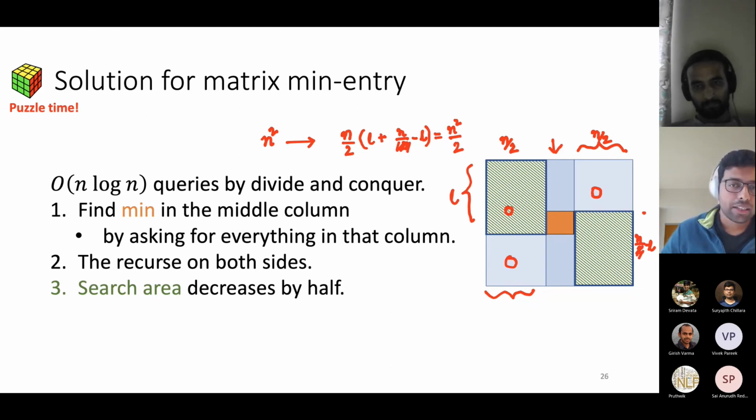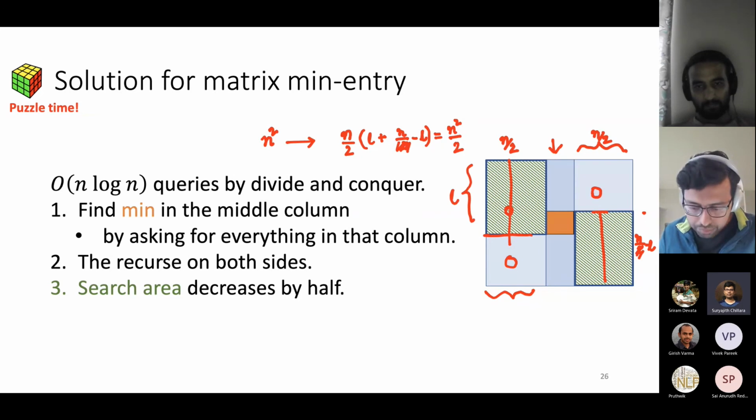So you can only keep on doing it only log n many times. And every time you do it, in the next phase, you're going to find the minimum in this column up to this row, and here also you find the minimum in this column up to this row. So the total number of queries that you have to make is still order n. So log n steps, every time you are making at most n many queries. So it's n log n. Is that clear for everybody how this works?